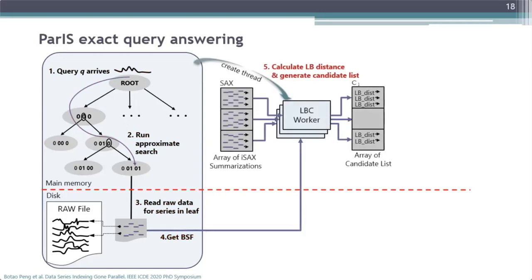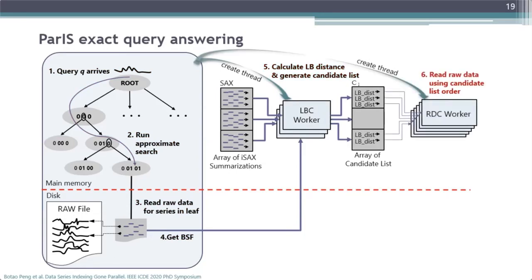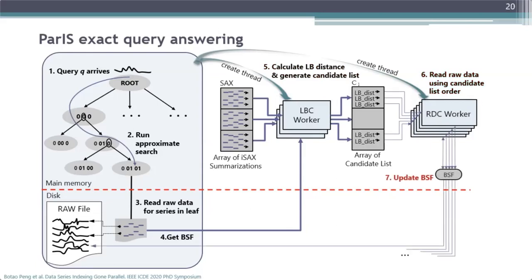Then, the main thread creates several lower bound distance calculation workers to calculate the lower bound distances, and to insert the lower bounds, whose values are smaller than the best so far, into the candidate list array. After we compute the lower bounds, the main thread creates several real distance calculation workers, who repeatedly read entries from the candidate list array in an atomic way. For each entry, they retrieve the corresponding raw data series from the file on disk, calculate the real distance to the query, and if necessary, update the shared best so far variable. Finally, we emit the nearest neighbor answer.